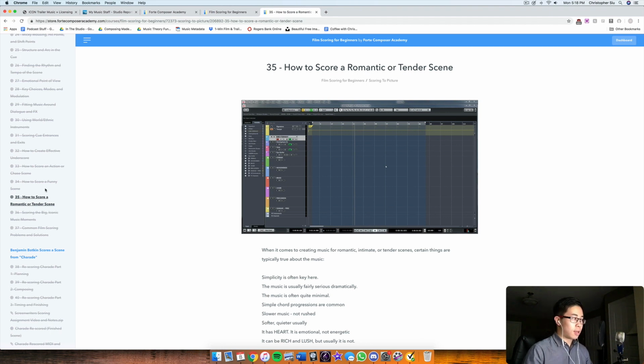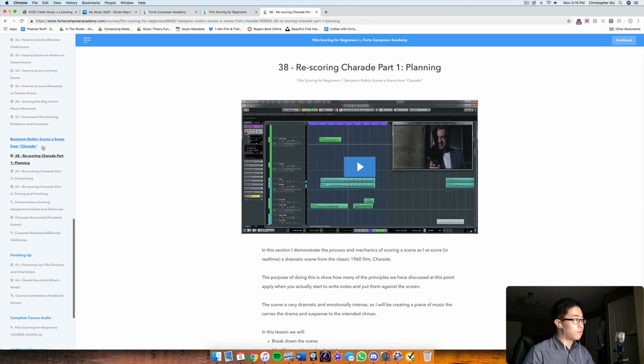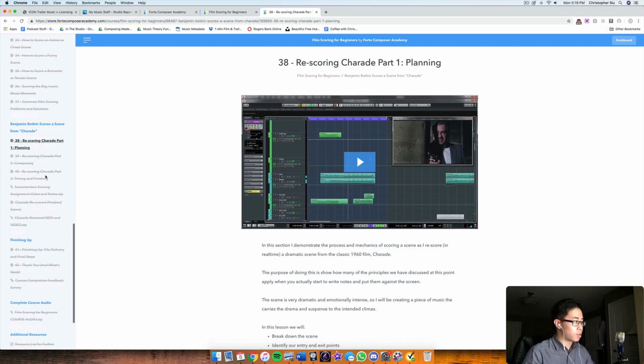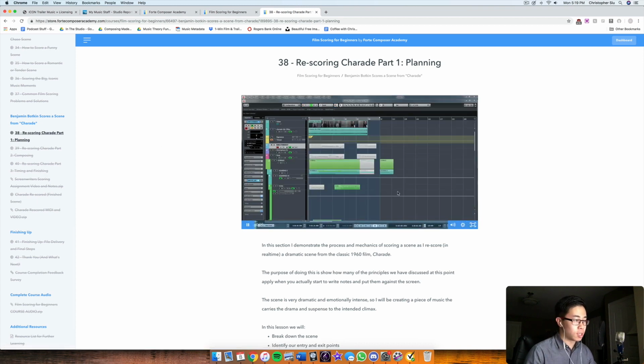So I think this section is mainly picking up the different instrumentation that's used, the different stylistic choices you can use, tempos, rhythms, that type of thing, and just how to make an appropriate score in the style of each of these situations. And then it goes through rescoring a scene from the movie Charade, and actually shows us how he would approach writing the music for this one. So there's the planning, the actual composing process, timing and finishing. So it really goes step by step, and each video does go quite in depth.